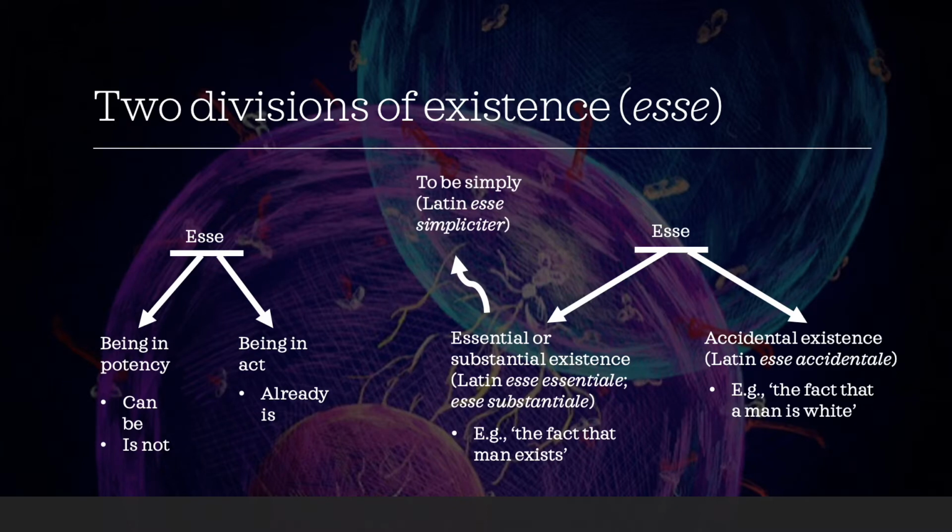Since esse essentiale designates merely the fact that man exists, this is called to be simply, or simply to be. In Latin, esse simpliciter. Because accidental existence brings in some other factor besides the mere existence of a subject, this is called to be in a certain respect, or to be secundum quid, or esse secundum quid.